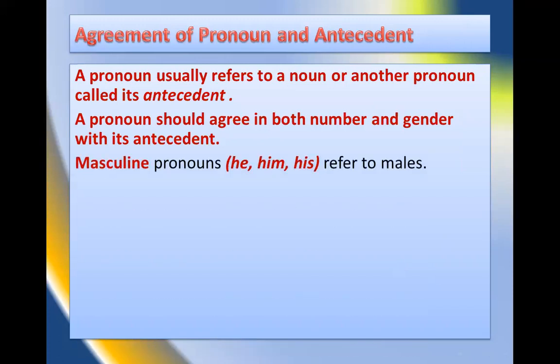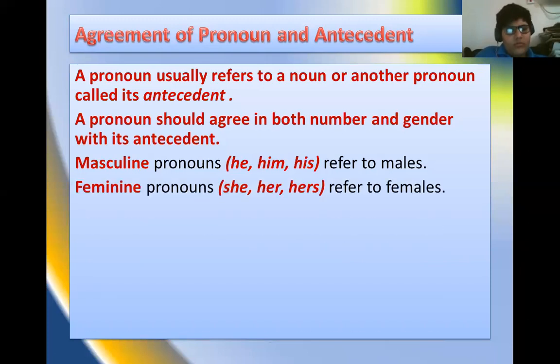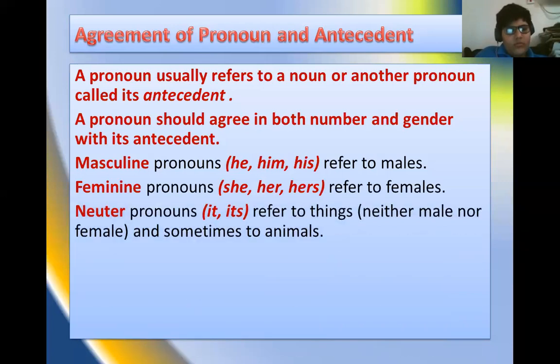Masculine pronouns. As we have already taken, we know the different types of pronouns. One of the most common pronouns is called the personal pronouns. For example, he, him, his. All of those refer to males. And we have feminine pronouns, she, her, hers, that refer to females. Or neuter pronouns, like it, refer to things neither male nor female. And sometimes they refer to animals.